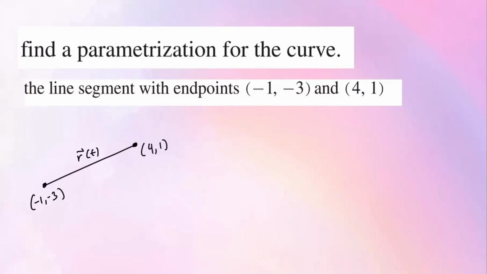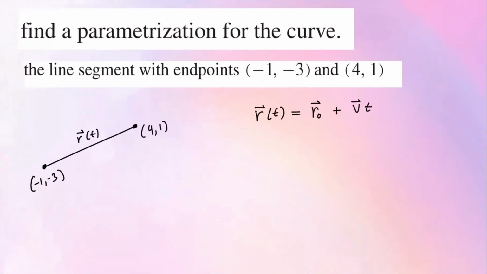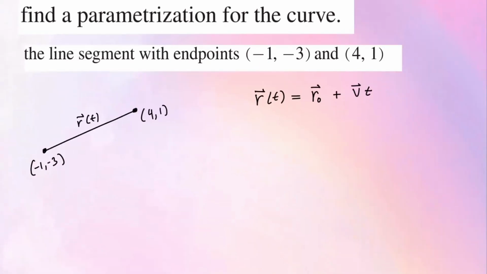So you want to write a vector form or a vector equation of this line segment. We know our vector form of this line segment is going to have an initial point, r0, plus the direction, so we'll have to figure out the direction, times our parameter t. So let's figure out the direction of the line. We'll figure out the vector v by simply taking the second point, subtracting the first point component-wise.